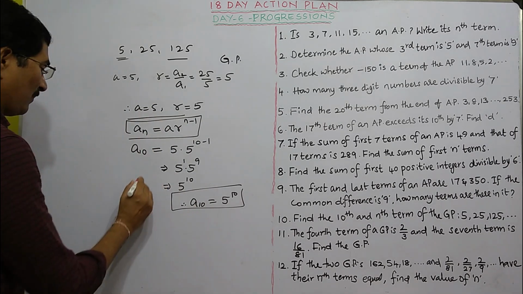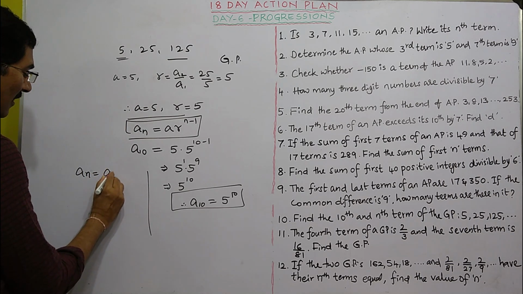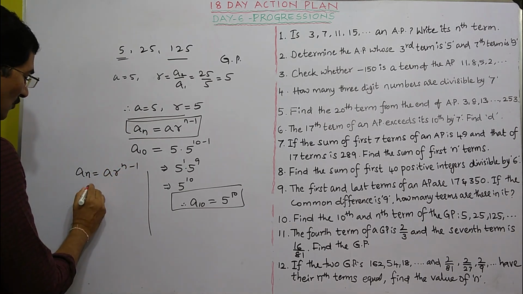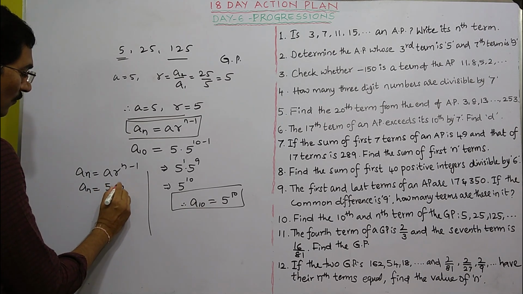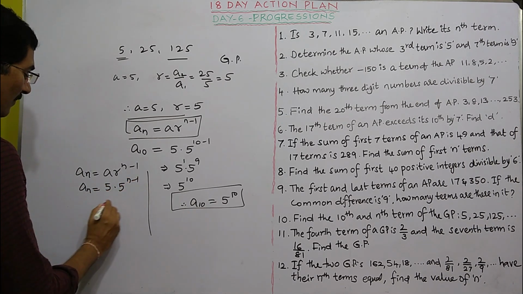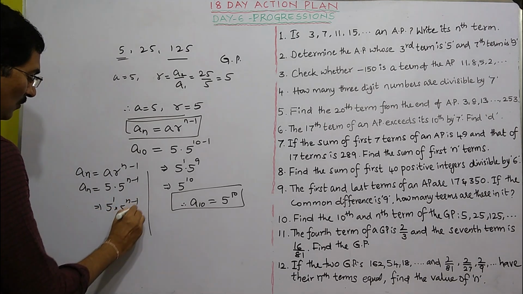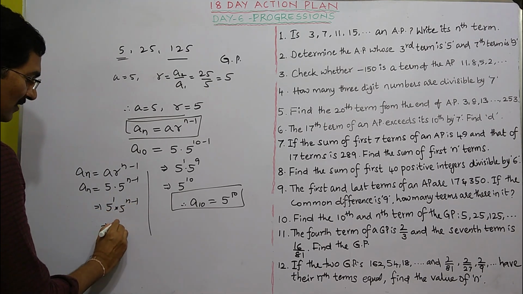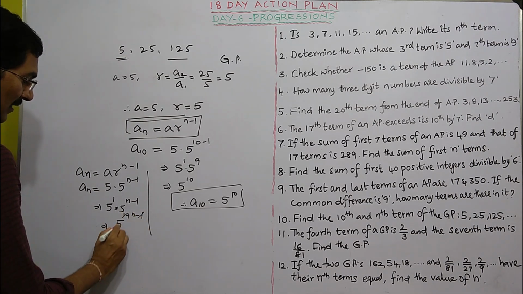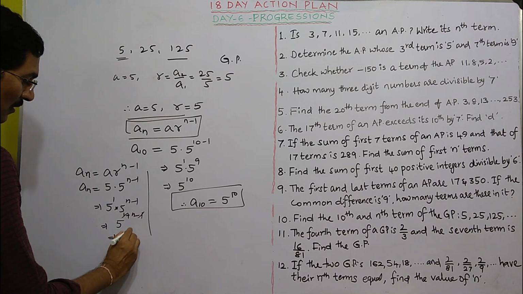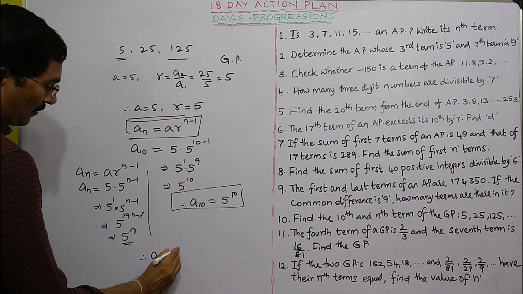So let us substitute. Now the formula is An is equal to A R to the power of n minus 1. So An is equal to A is 5 and R is also 5, to the power of n minus 1. Now this becomes 5 to the power of 1 into 5 to the power of n minus 1. Because bases are same, powers can be added. So this becomes 1 plus n minus 1. Minus 1, this one gets cancelled. So this becomes 5 to the power of n. Therefore An is equal to 5 to the power of n.